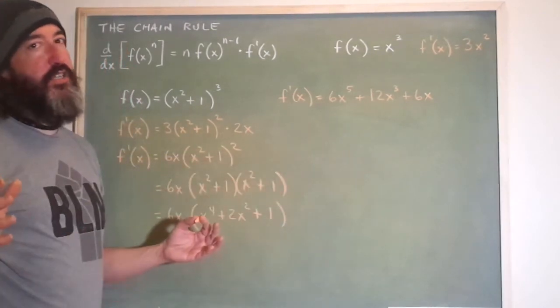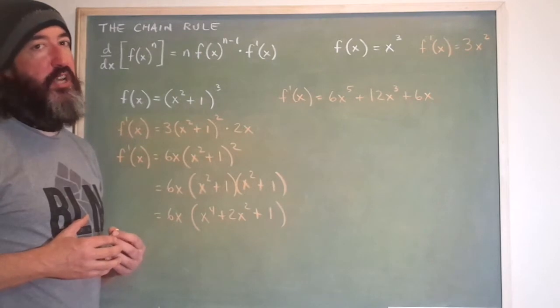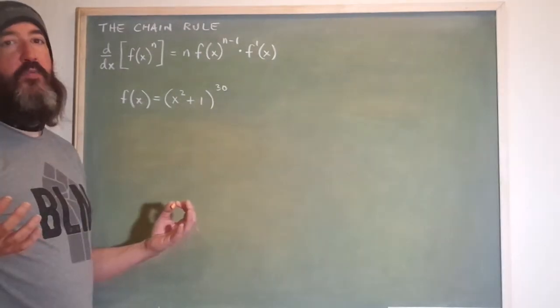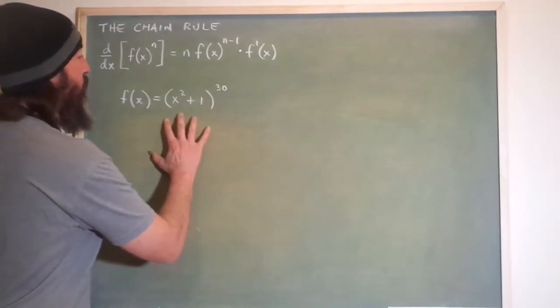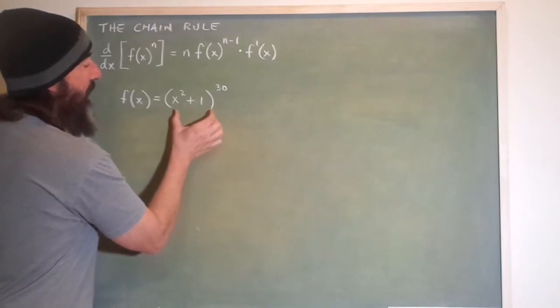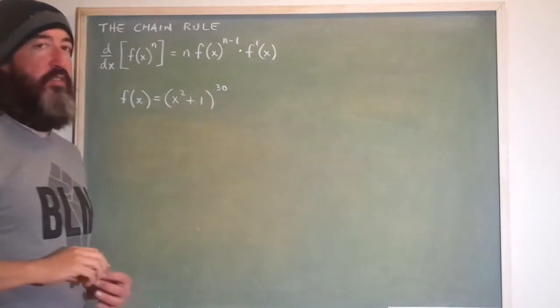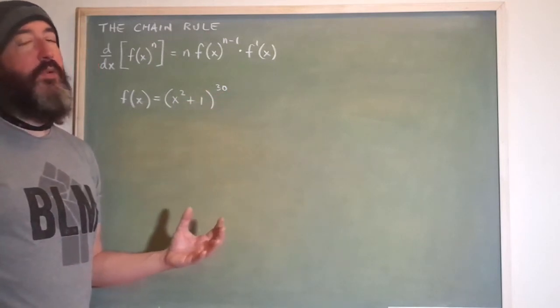In many situations, the chain rule can save us a ton of time. Like I said a few minutes ago, you would never want to approach getting the derivative to this by expanding this to the power of 30. But using the chain rule, well, it's a cinch.